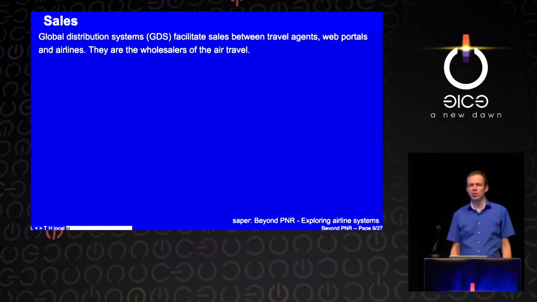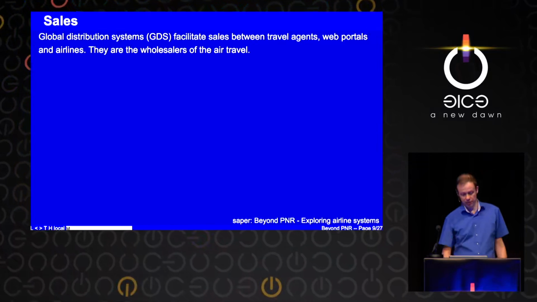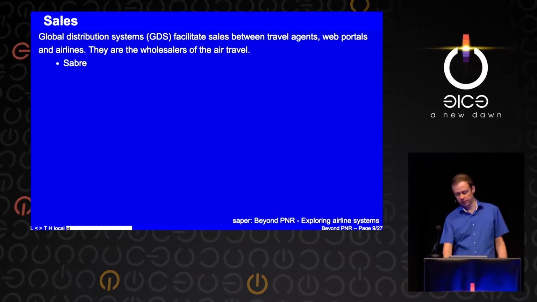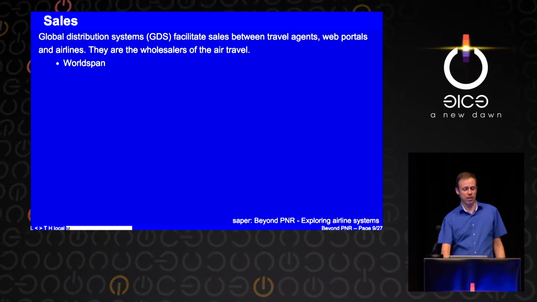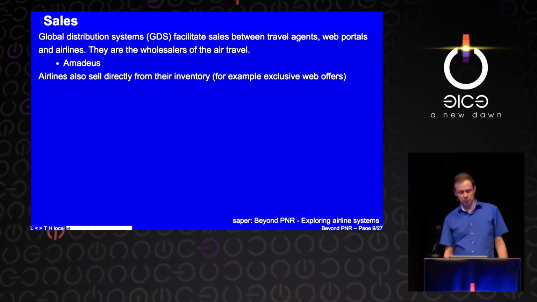The next important thing is money, so sales. Most of the sales of airline tickets is facilitated via systems called global distribution systems. This is a link between travel agents, web portals, and airlines. This is the wholesale business of air travel. Most of you who did fly have certainly interacted with one of those systems, maybe inadvertently. The first system deployed was Sabre, then Galileo, Worldspan, and my favorite, the one I actually use most, is Amadeus, the European one.